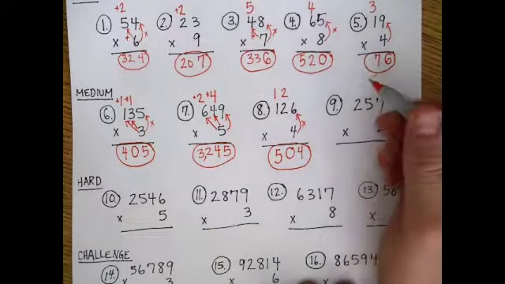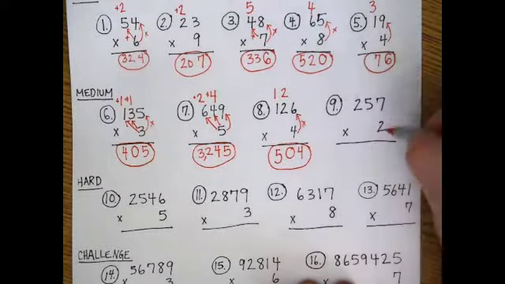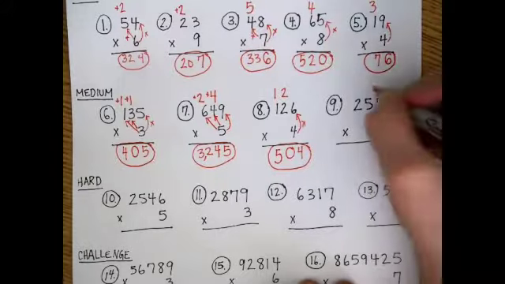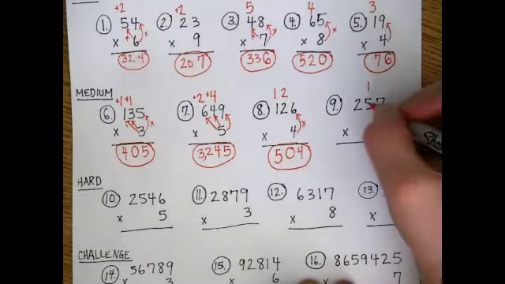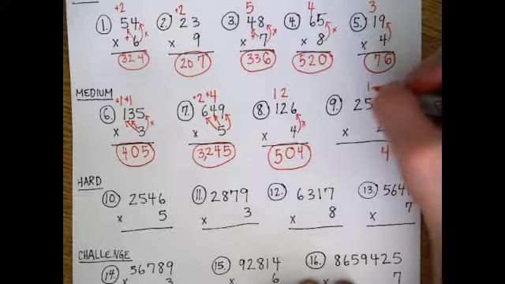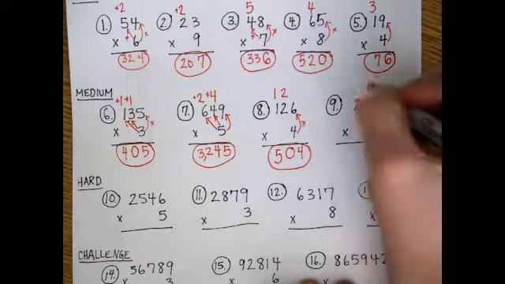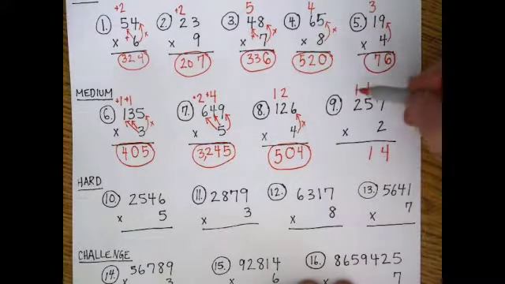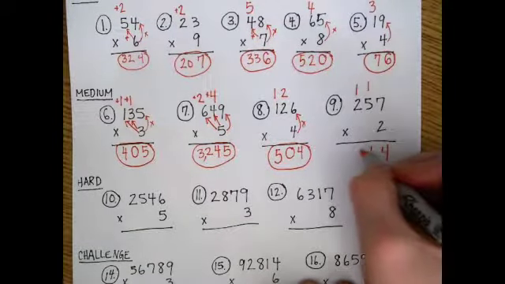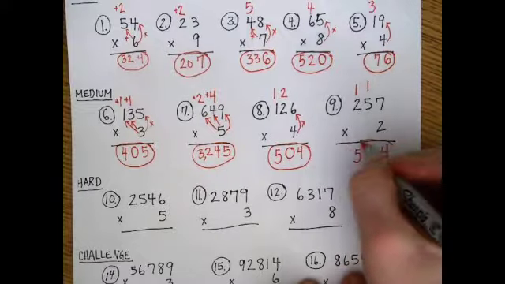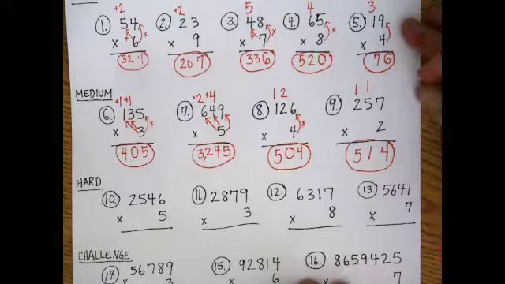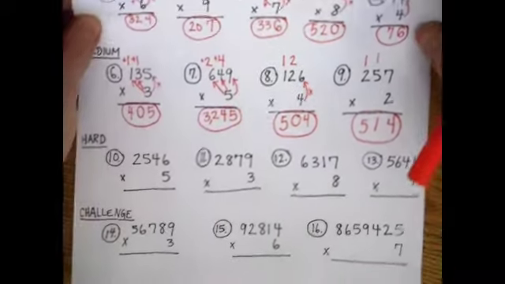Next, 257 times 2. 2 times 7 is 14. Put down the 4. Carry the 1. 2 times 5 is 10. Plus 1 is 11. Down the 1. Carry the 1. 2 times 2 is 4. Plus 1 is 5. The answer should be 514. So those were the medium ones. We just had to do an extra step each time. Now for the harder ones.